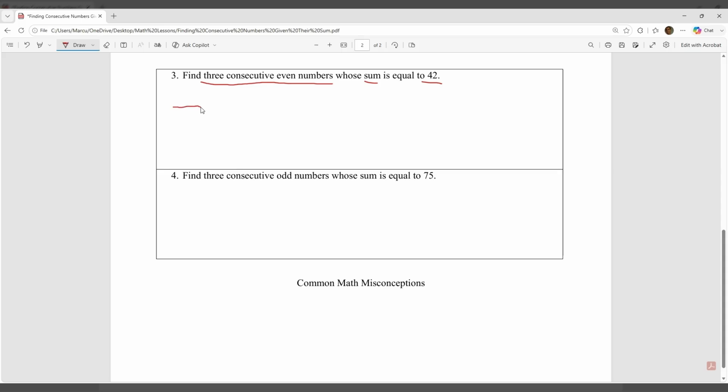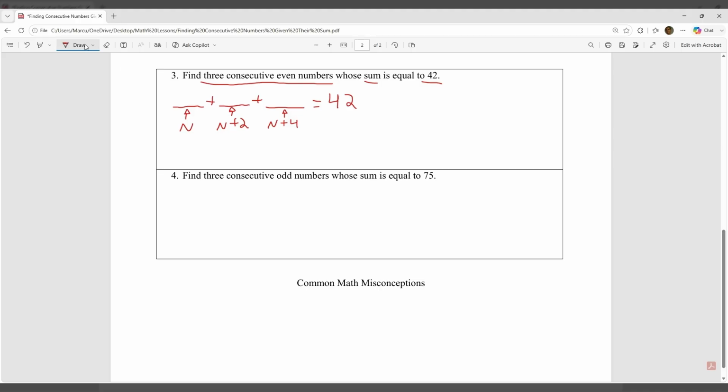So you start by writing your 3 blanks. Blank, blank, blank. That adds up to 42. So your first number is n, because again, we don't know what n is. And then we have n plus 2. Why n plus 2? Even numbers, we're counting by 2, right? And finally, n plus 4, because again, we keep adding by 2's.